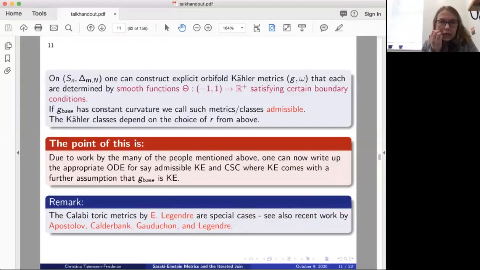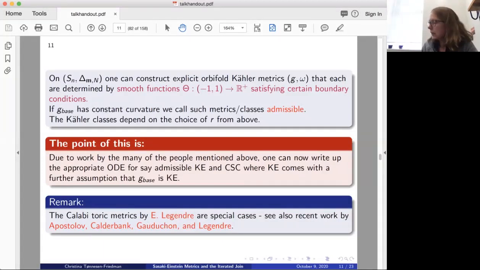I want to mention that this idea of having the base also have some mild orbifold singularity also appears in Eveline Legendre's Calabi toric metrics in her paper from, I think, 2010 or so. And also some recent joint work I noticed by Apostolov, Calderbank, Gauduchon and Legendre. They have a paper entitled Levi-Kähler reductions of CR structures, and there are also examples of such metrics, or orbifolds, showing up.